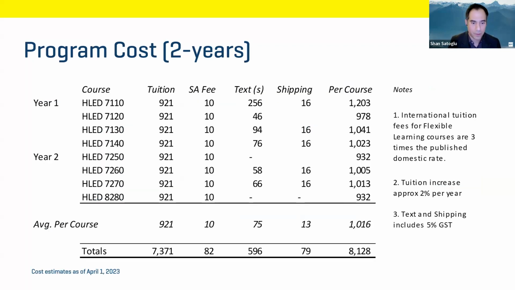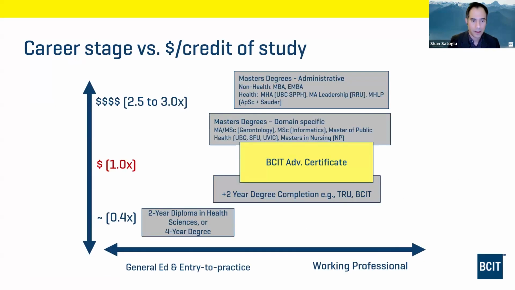In terms of the budget for the program as a student, it's around $8,128 spread over a 2-year period. Textbooks vary in the courses. Sometimes we have some open source texts, sometimes there's no text. And for the first course, there are extra resources there, so it's a little higher in terms of the textbooks, but it averages around $75 per course for a total of $81.28. In terms of the costs, we're doing some comparison between the BCIT Advanced Certificate and other programs.